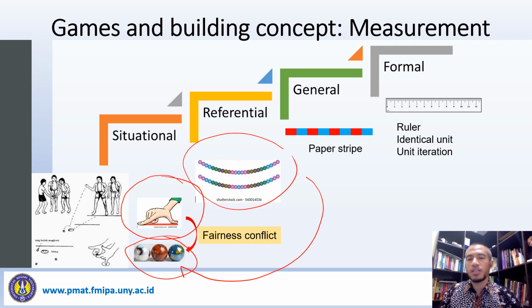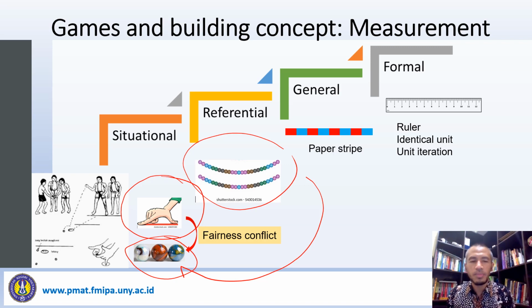But from this activity, actually, a ruler is not the only concept built from playing the games. There are other concepts which can be derived from the activities of the games. The first concept is identical unit, because as I said before, different handspans might arrive at a non-fair game. So we need to use a marble because the sizes of the marbles are equal. It means that to have an accurate measurement, we need to use identical units.